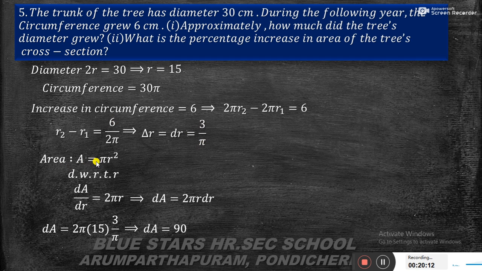In the next step, area equals pi r square. Differentiating with respect to r, dA by dr equals 2 pi r. Cross multiplying, dA equals 2 pi r into dr. Substituting r equal to 15 and dr equal to 3 by pi, dA equals 2 pi into 15 into 3 by pi. Multiplying 15 into 2 is 30, and 30 into 3 is 90, so pi cancels and dA equals 90.